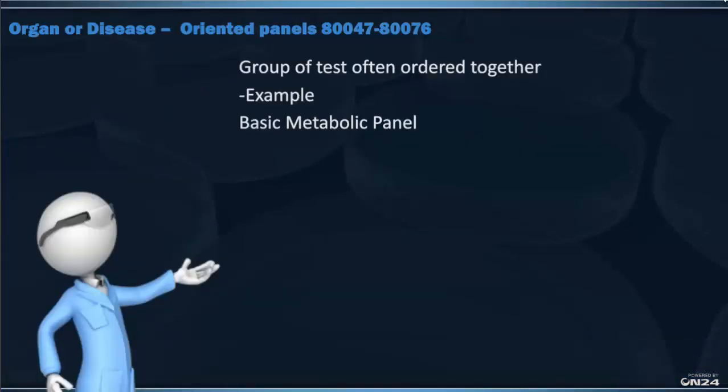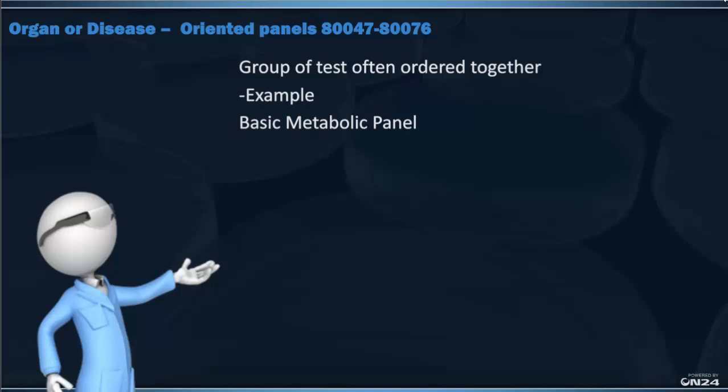When coding for organ or disease-oriented panels, codes 80047 to 80076, these are basically a group of tests that are usually performed together or ordered together when they're done. So you would code from these panels when every single test in that panel is performed. If there's one test not performed in that panel, you will not code for that group of panels. So, for example, you will see your basic metabolic panel.